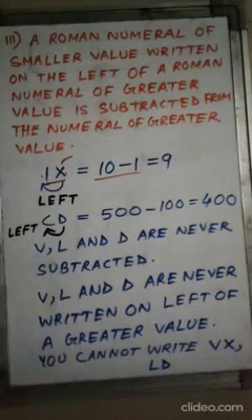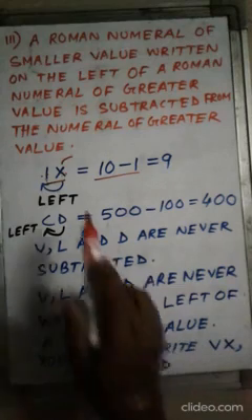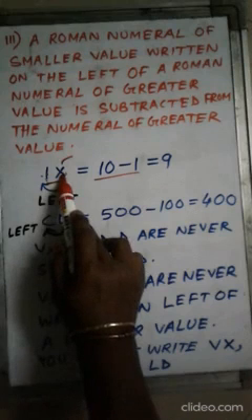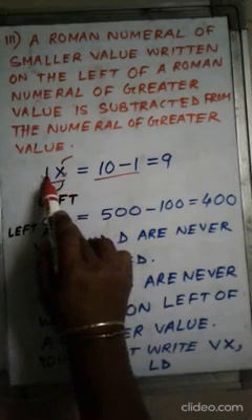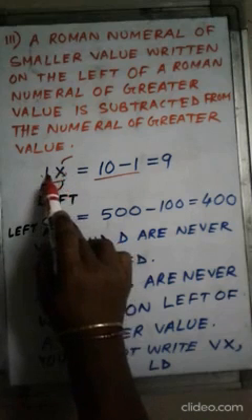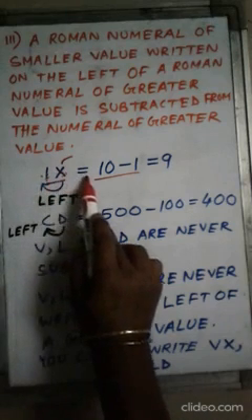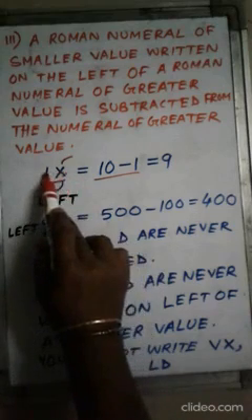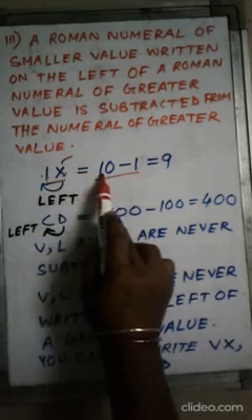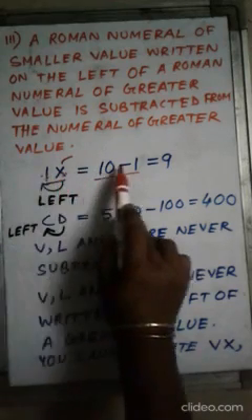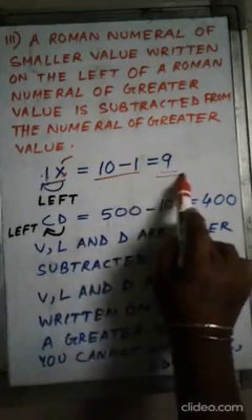Rule number 3: a Roman numeral of smaller value written on the left of a Roman numeral of greater value is subtracted from the numeral of greater value. Here you can see it has a greater value and a smaller value, and the smaller one is written on the left side of the greater value. Therefore its value will be this value minus this value. X is 10 minus 1, equal to 9.